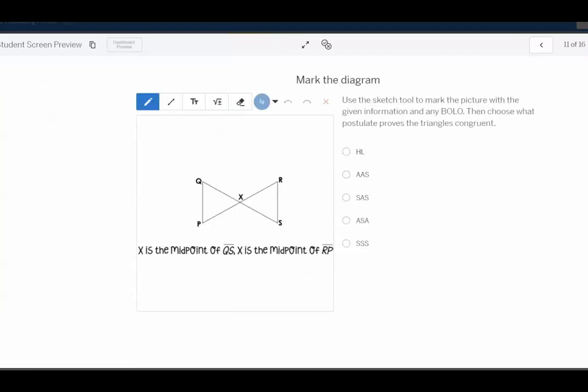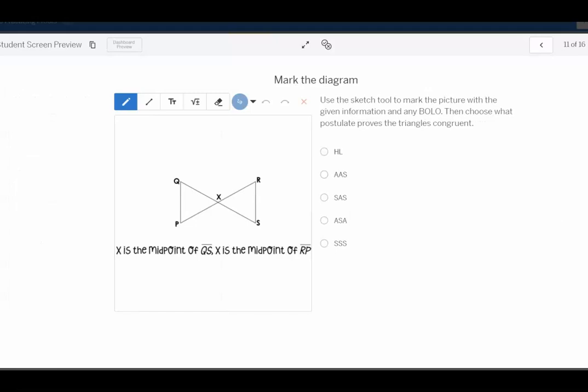All right, the next one. And again, if you didn't pause, go ahead and pause and do these on your own first. This one says X is the midpoint of QS, which means that these two are congruent. And X is also the midpoint of RP, which means that these two are congruent. And then again, we know that vertical angles are congruent. So now if we look and see what we have, a side, then an angle, then a side. Same thing over here. So that's SAS, side, angle, side. So we'll just click that one and it should tell you if you're correct.